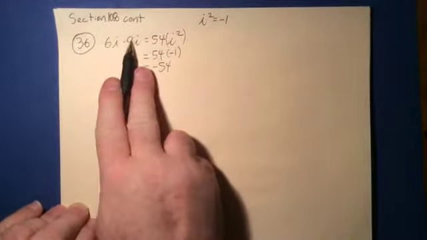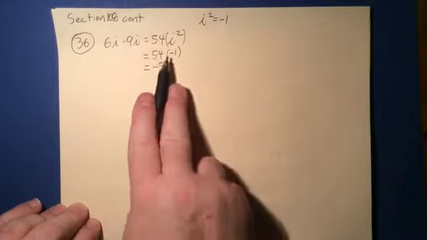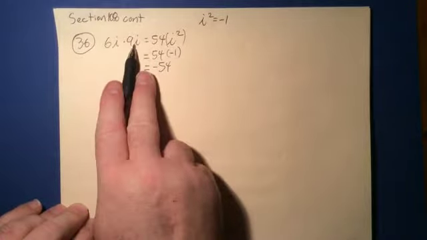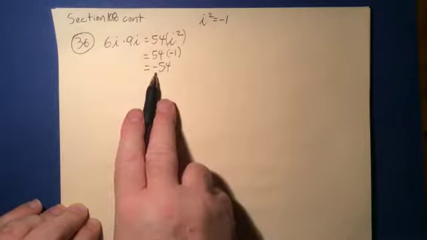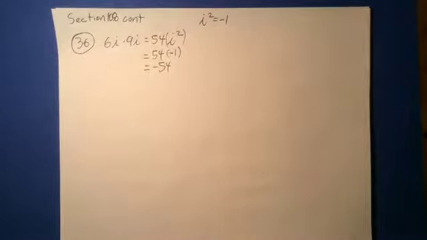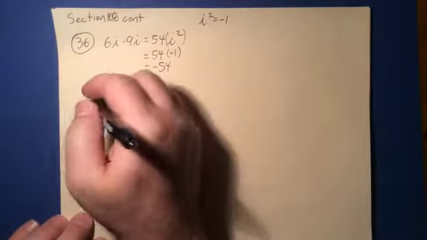So when we multiply 6 times 9, that's going to give us 54. But when we multiply i times i, that gives us i squared. i squared is equal to negative 1, so I multiply that through to 54 to get negative 54. These are just the little tricks that we're going to encounter in doing questions like this. Let's take a look now at question 37.